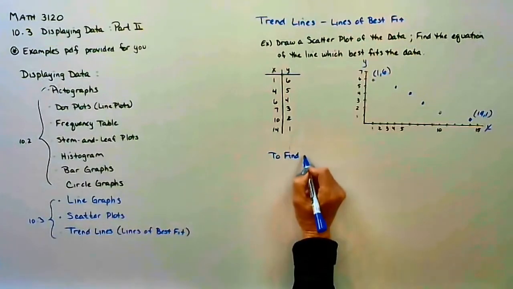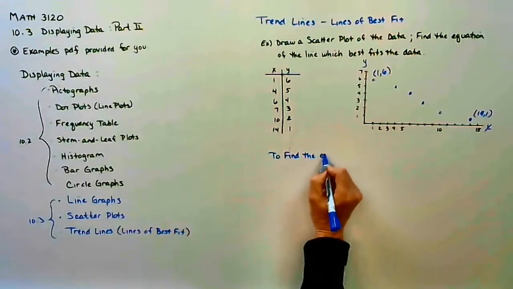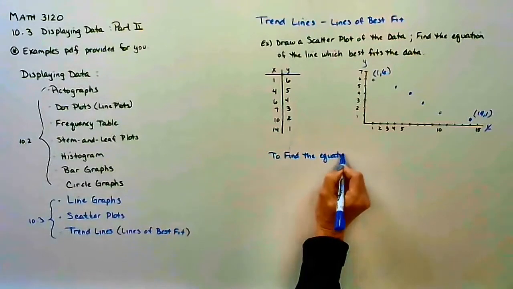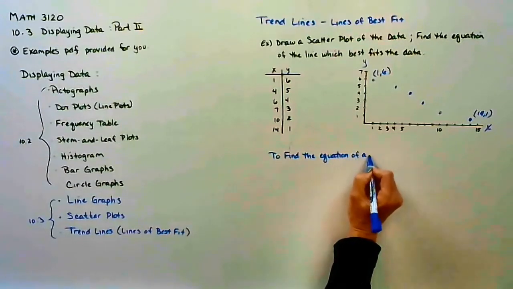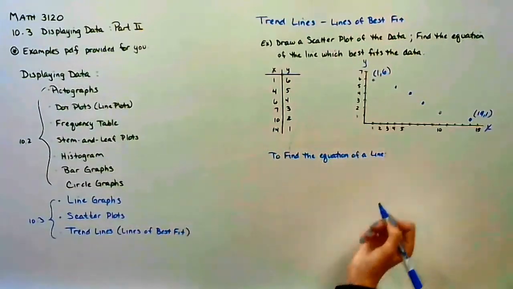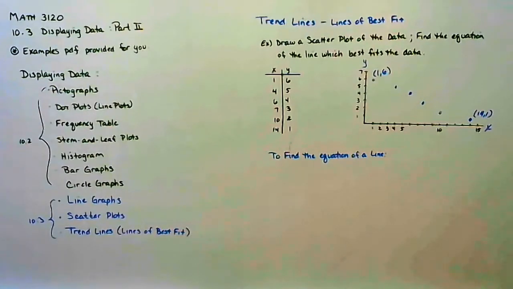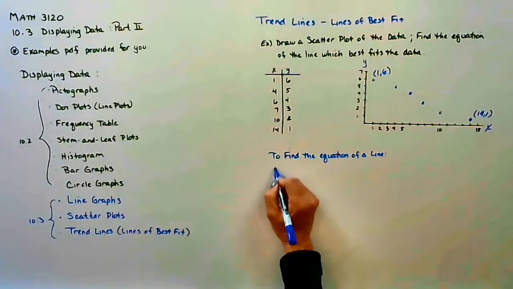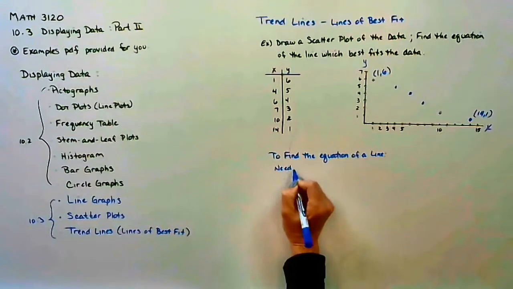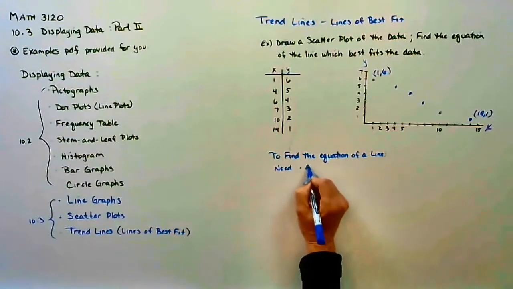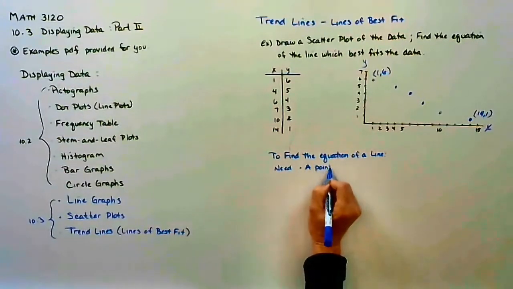All right. So then what we need to do is we need to find the equation of the line. Now, to find the equation of a line, we need two things.